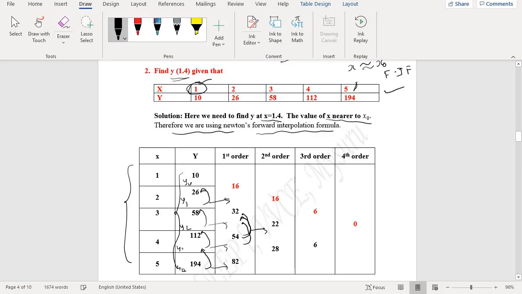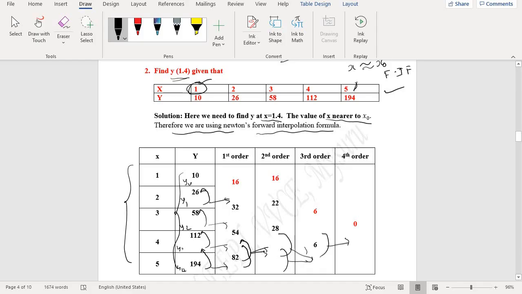54 minus 32 gives 22. And next, 82 minus 54 gives 28. Similar to that, 22 minus 16 gives 6. And then 28 minus 22 gives 6. And then 6 minus 6 gives 0. So this is my forward difference table.